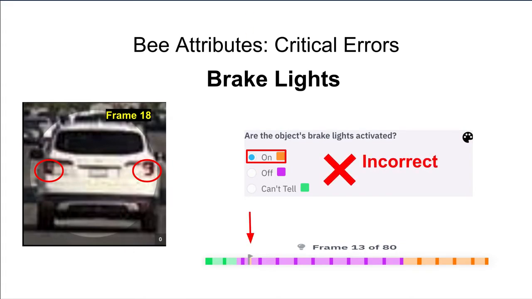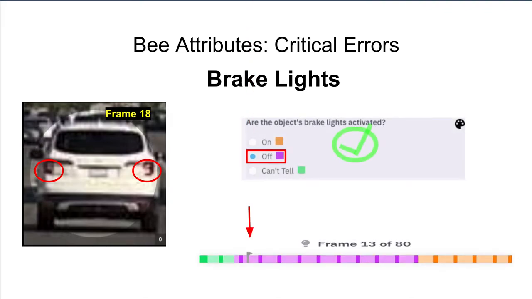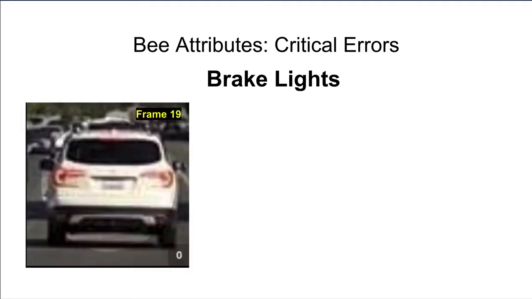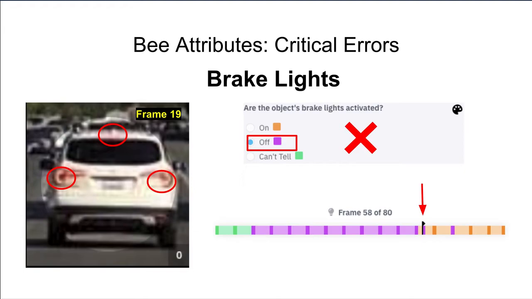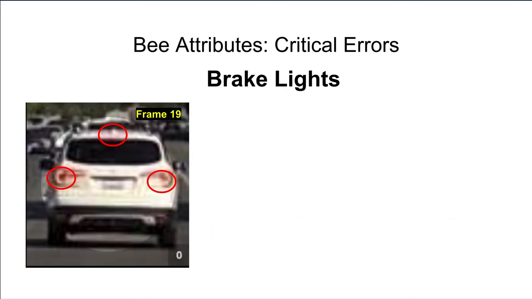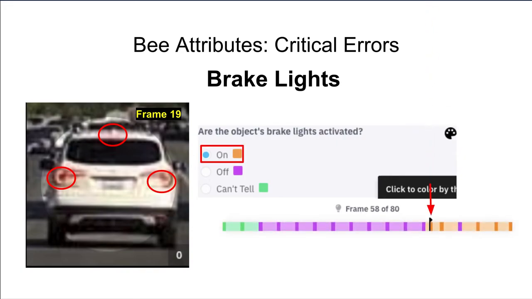So that's completely wrong. And it's a critical mistake. And that's correct. And the opposite is true. We can clearly see the activated lights on this car, and if off is selected, that is a critical mistake. You can always tell looking at the frame bar what attribute is selected on the frame. We need to select on when we see activated brake lights.